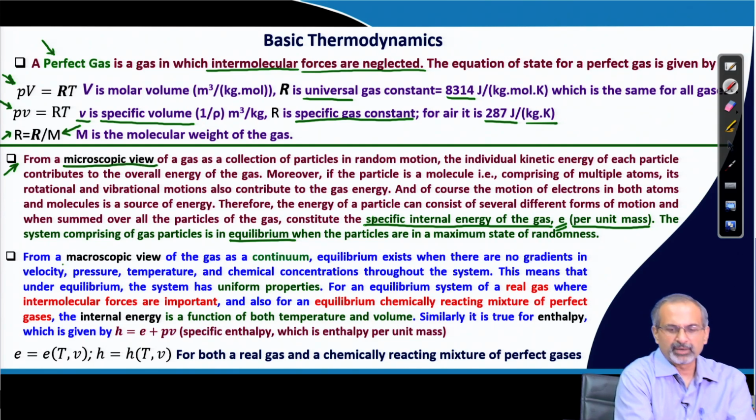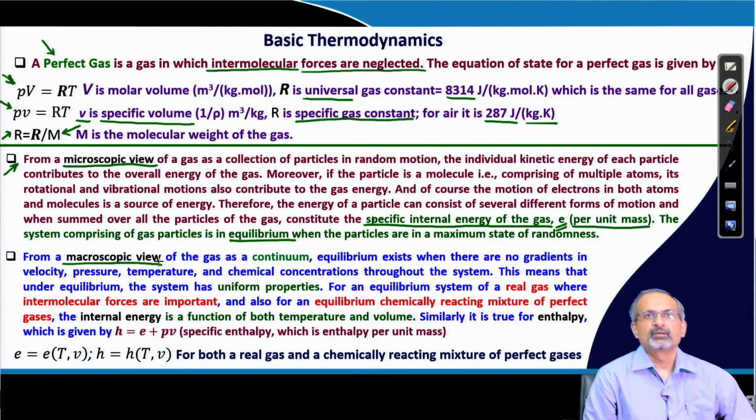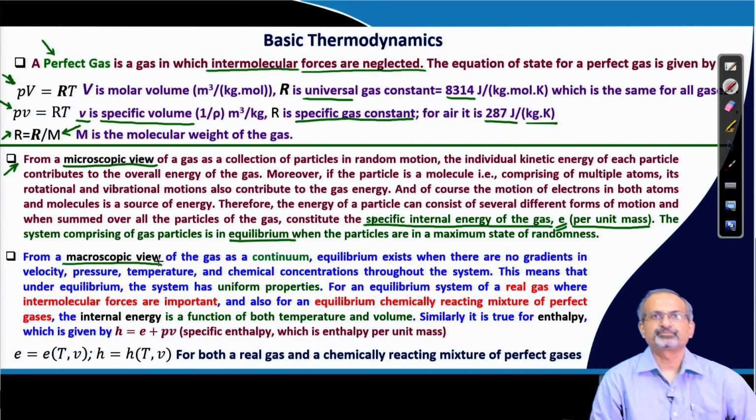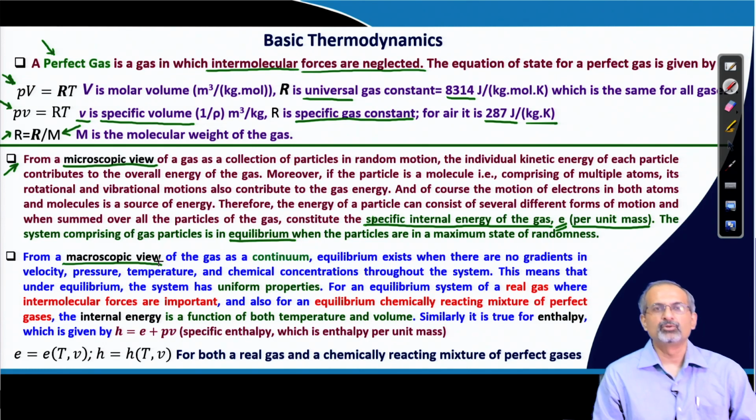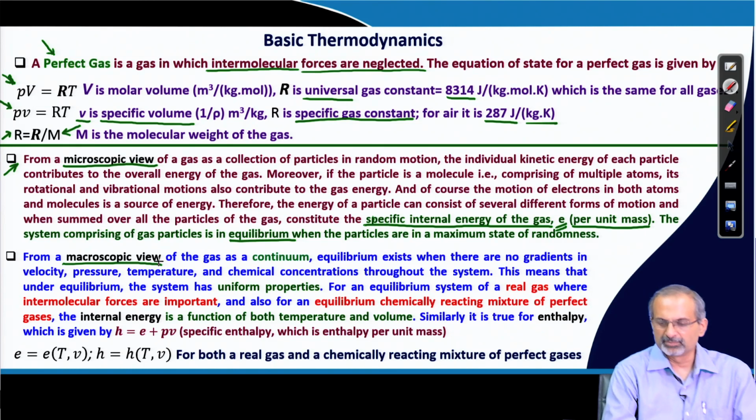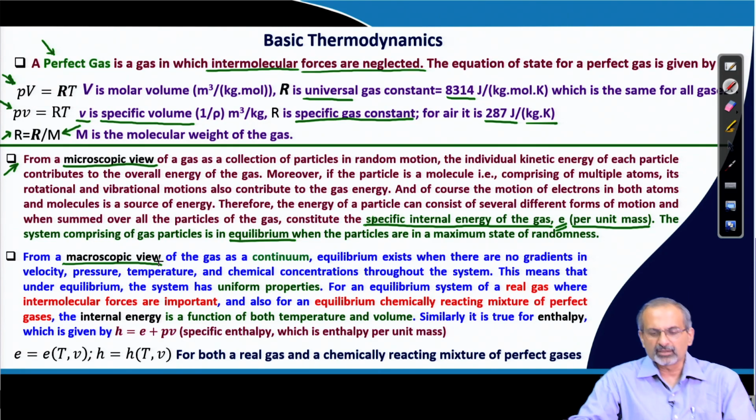When you look at it from a macroscopic point of view, you look at the gas in the form of a continuum. So, you lose the discreteness aspect of the gas and look at it as though it is a continuous medium, and in such a situation equilibrium would exist when there are no gradients of velocity, pressure, temperature, chemical concentrations through the system.